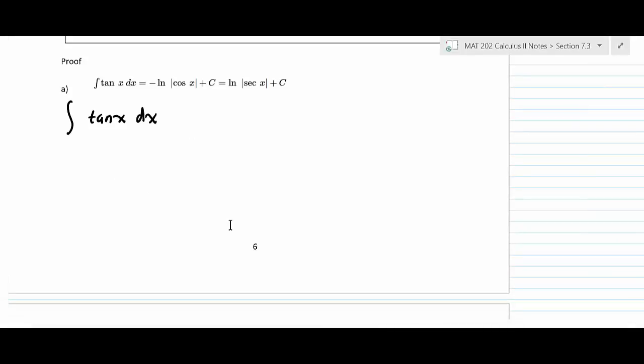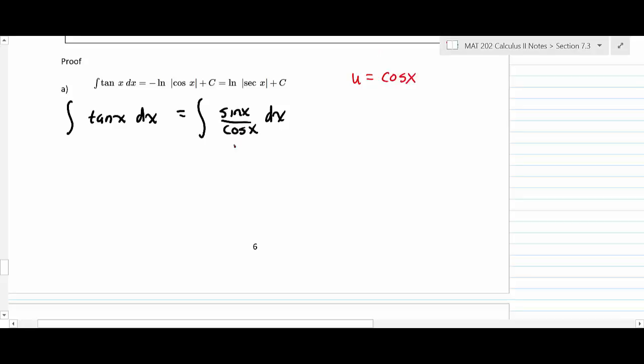Identity. There you go, sine over cosine, all right? So let's rewrite this as the integral of sine x over cosine x dx. See, we like it when we have a sine and cosine in the same integral. Now this looks like a beautiful U-substitution to me. Tell me what I should let u be equal to. Cosine. The reason is because du will match close to what we're looking for.